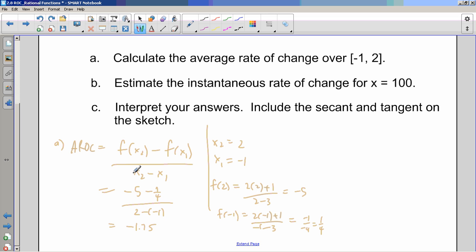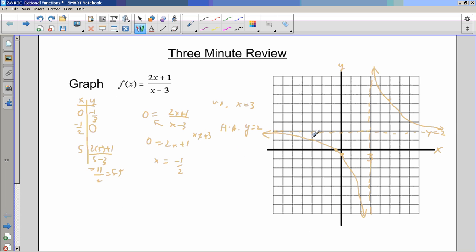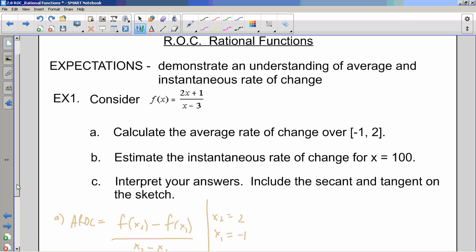Notice average rate of change goes with the secant, and that's what we're going to come up with in part C, a secant here. But average rate of change that's negative means the graph is decreasing. And indeed, from negative 1 to 2, yeah, the graph is decreasing. And we're going to put that secant on there in part C. Notice I'm going to change colors here.